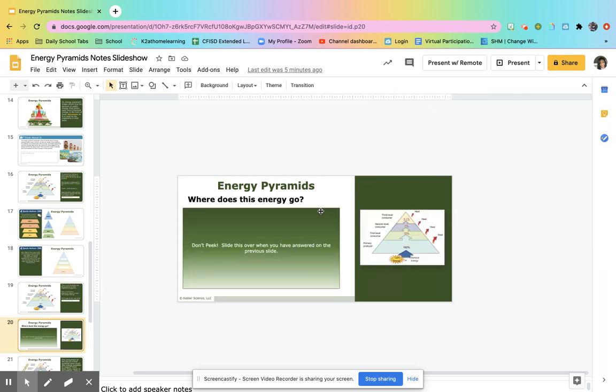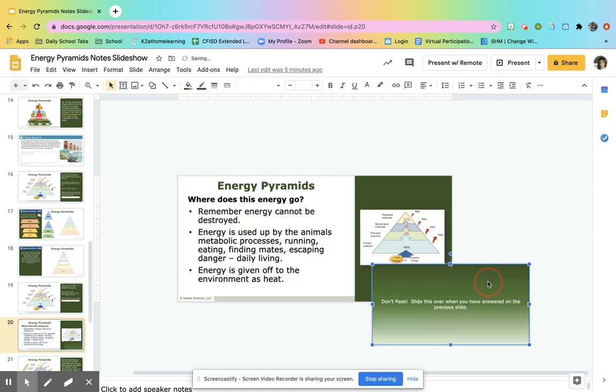So here's the next slide. You shouldn't have peeked, but now that you've already typed in your answer on the previous slide, you can move this out of the way and finish writing your notes, okay? So where does this energy go? Remember, energy cannot be destroyed. Energy is used up by the animal's metabolic processes.